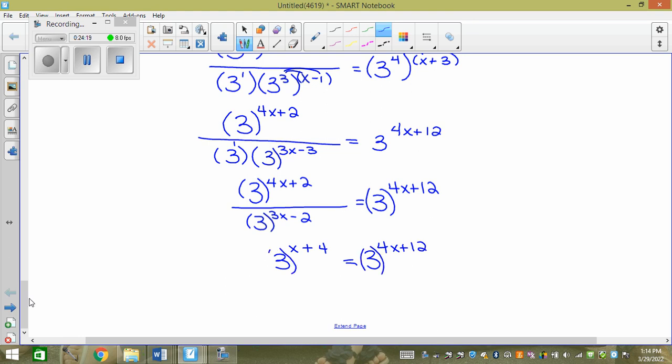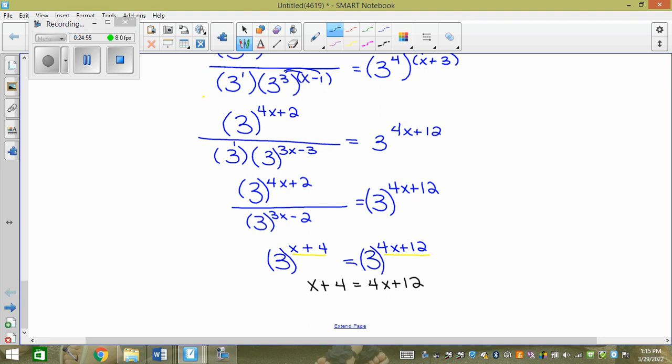Look how many steps we had to do till we were finally to this point. Now we're at the point where we have 3 to the something equals 3 to the something. Do you agree? Now and only now can I drop those exponents off because it makes sense. If these are equal, then this right here and this right here should be equal. If that's a true statement, this exponent has to equal that exponent. We agree? So we have x plus 4 equals 4x plus 12.